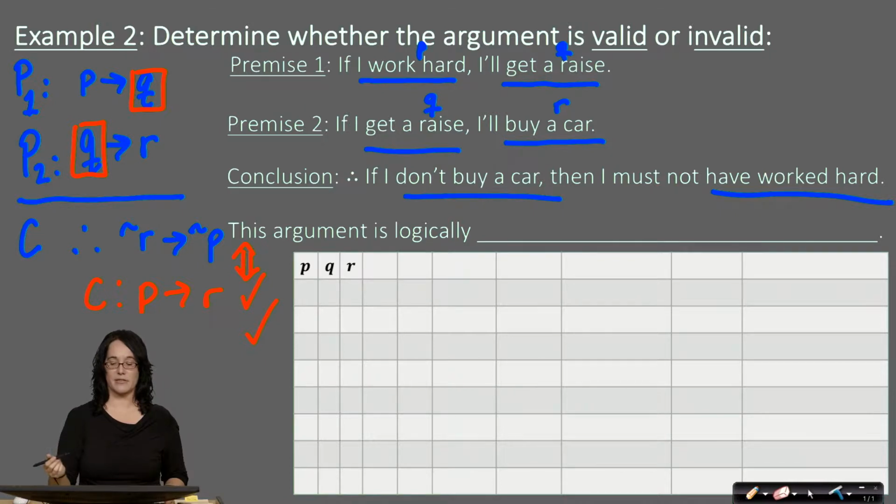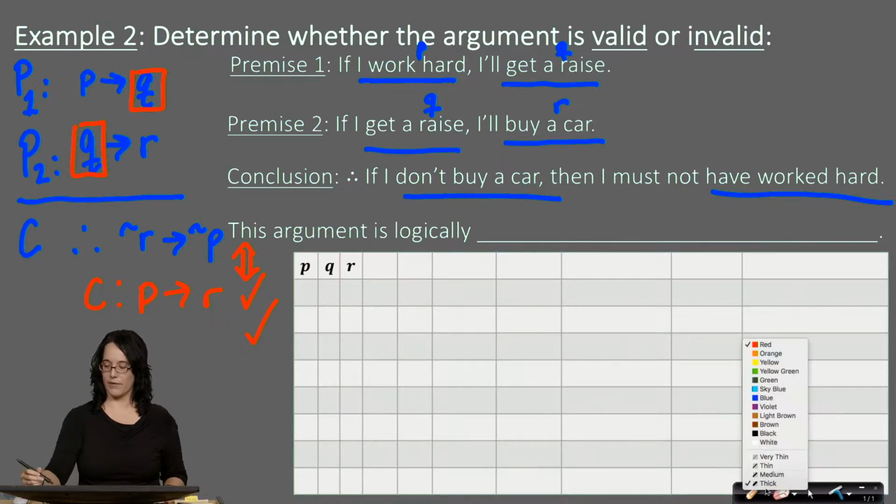But because they didn't expect us to do it that way, let's go ahead and do it the long way for practice. So the first thing I would notice is that there are 3 simple statements. Hopefully you did as well. P, Q, and R, so there are going to be 8 rows.